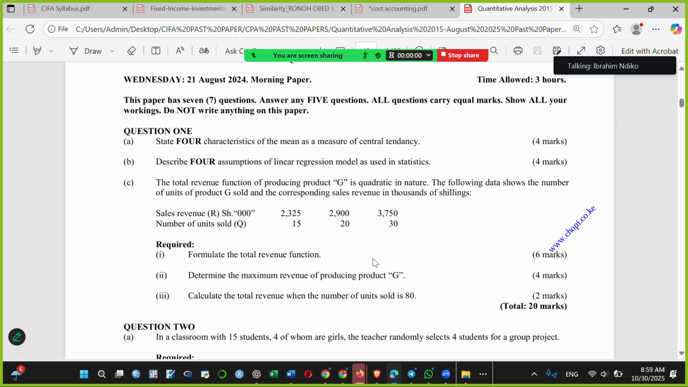So August 2024, question number 1C. Now the total revenue function of a producing product G is in product nature. Now you know the product nature, or we did that one.